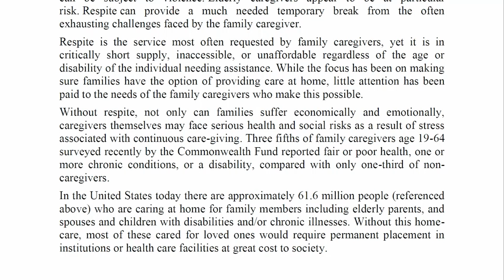In the United States today, there are approximately 61.6 million people referenced above who are caring at home for family members including elderly parents and spouses and children with disabilities and or chronic illnesses. Without this home care, most of these cared for loved ones would require permanent placement in institutions or healthcare facilities at great cost to society.